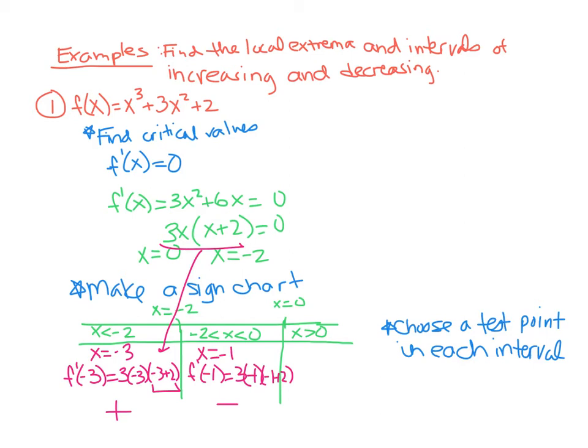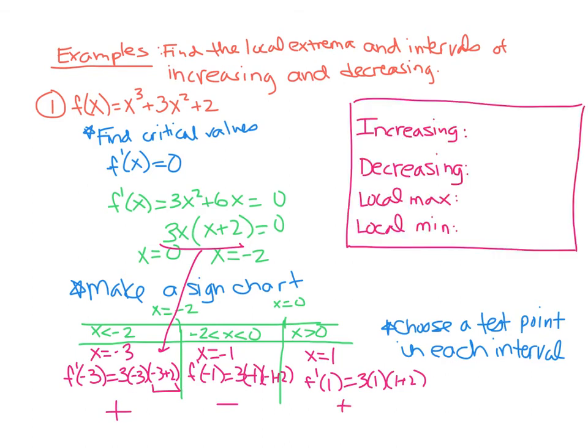The last one, choose any point that's greater than 0. I'm going to find f prime of 1. So once I substitute 1 in, I will find that my derivative is positive at that point. So that means that it's going to be increasing there. So I can put my increasing and decreasing intervals in right away.